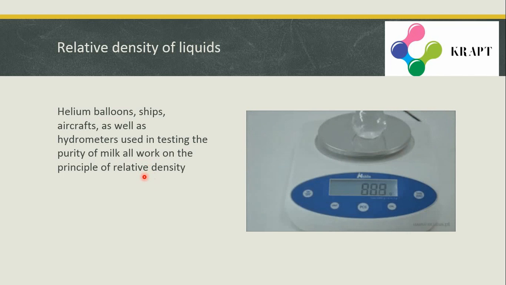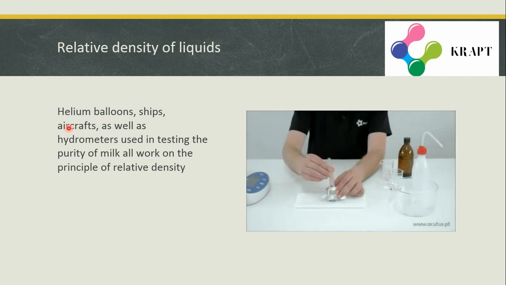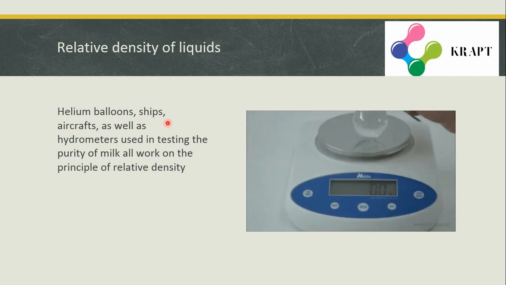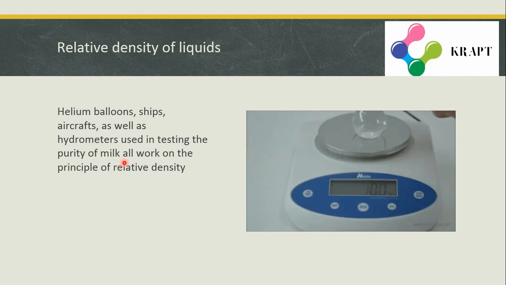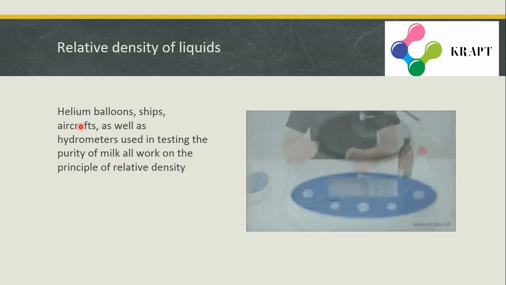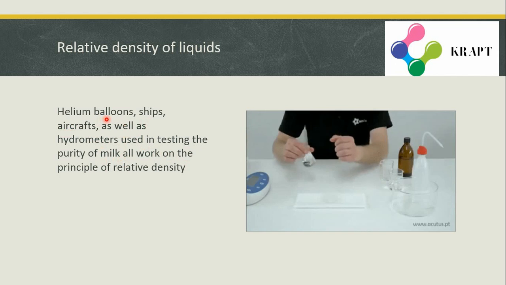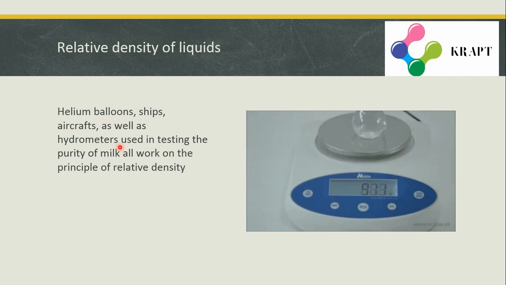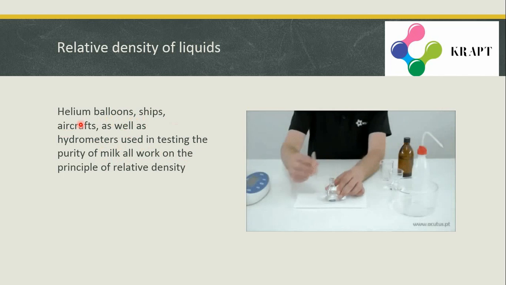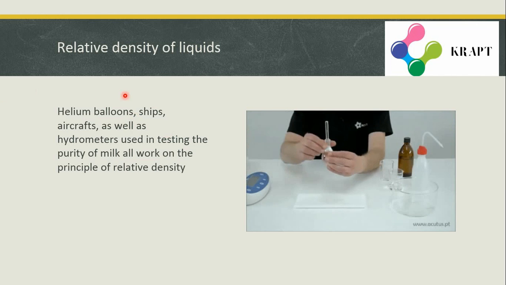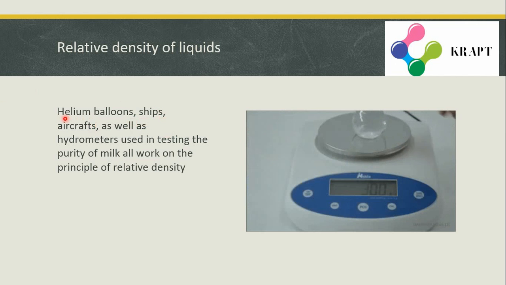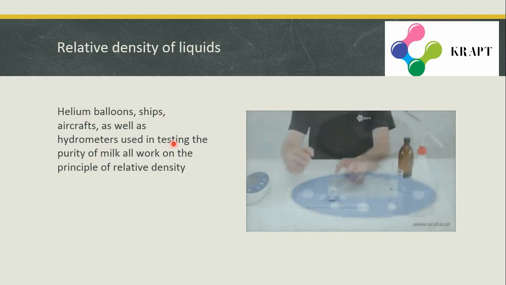Now let us see which all applications work on the principle of relative density. Helium balloons, ships, aircraft, as well as hydrometers, which are used in testing the purity of milk, all work on the principle of relative density. For helium balloons, the relative density of air and the relative density of helium are compared. For ships, it tells the amount of luggage which can be put so that the ship doesn't sink, for aircraft it is used to prevent overload, and hydrometers are used in testing the purity of milk.